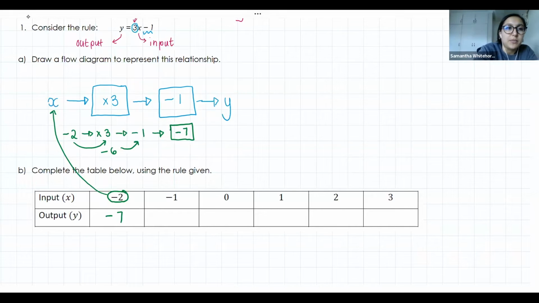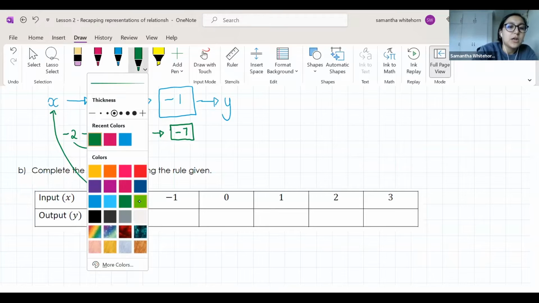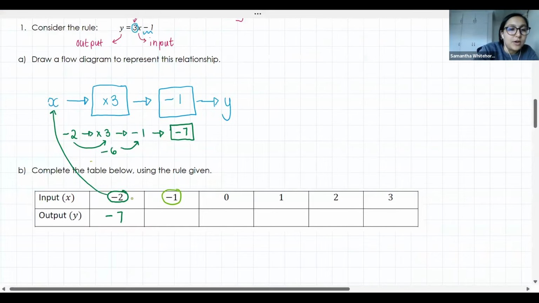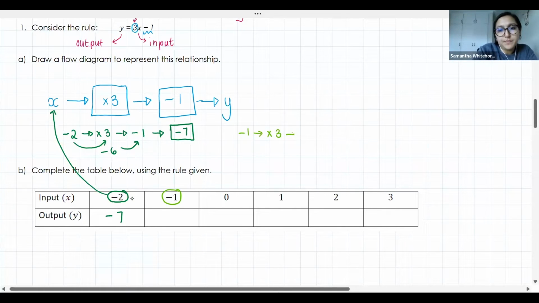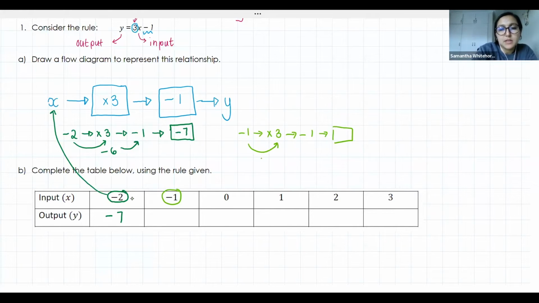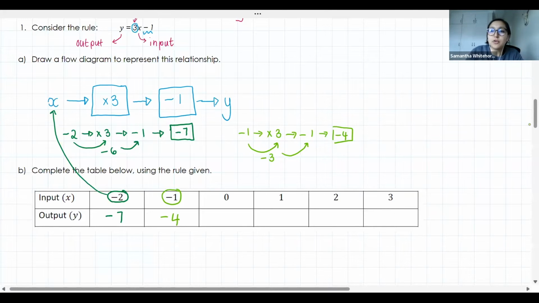And you can do this for any of your inputs. If we have a look at the input of -1, we've got -1 times 3, which gives us -3. Maybe I should write this down a bit better. So we've got -1 times 3 minus 1, and we should get our output. -1 times +3 is -3. -3 minus 1 gives us an output of -4. So using our rule in flow diagram form, we are getting our outputs.